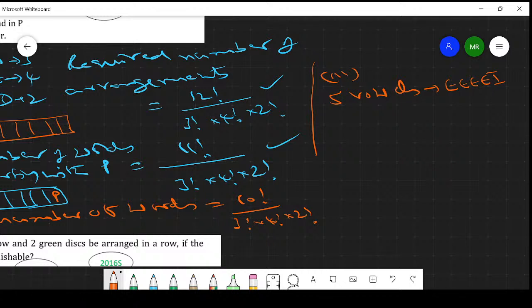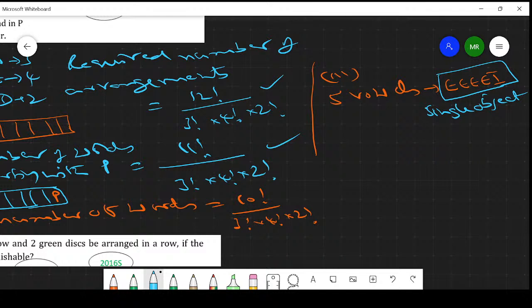So to find this, you treat the 5 vowels as one single object. I will consider these 5 vowels in one box, to understand what I am saying here. Keep the 5 vowels in one box, one single object. When you are arranging, consider the 5 vowels as a single object only.